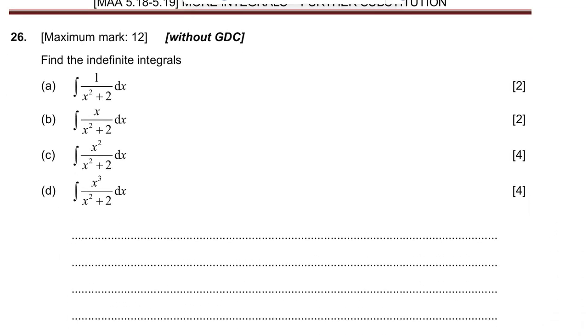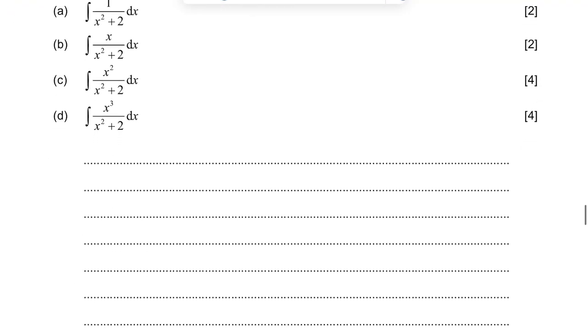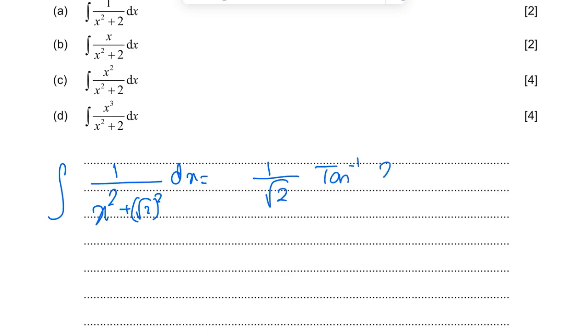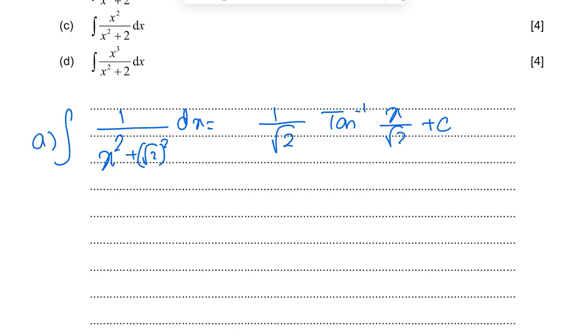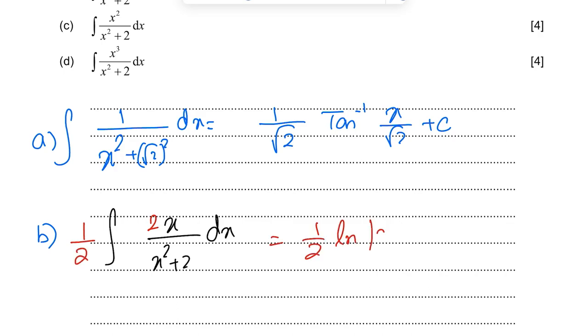So, based upon that formula, directly we can do question number 25. So, part 1, integral 1 upon x square plus root 2 whole square. So, it is the tan inverse formula: 1 upon a, tan inverse of x upon a. Next, for part b, x upon x square plus 2 dx. Derivative of the denominator is present in the numerator. So 1 upon 2 ln of x square plus 2.